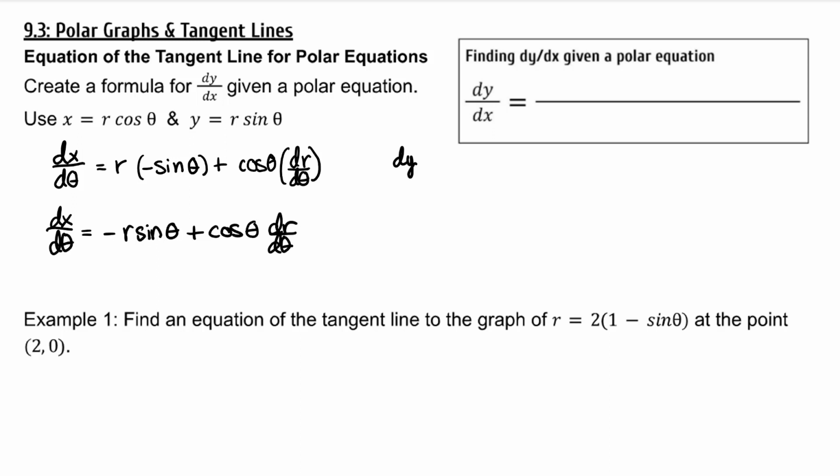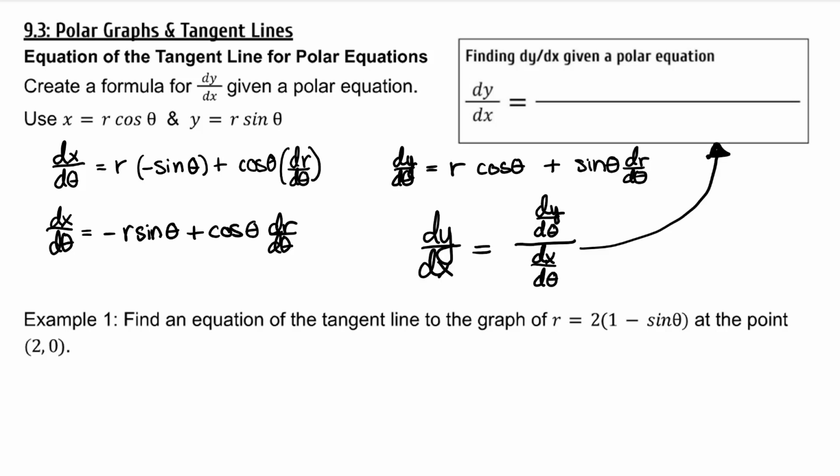Let's derive y with respect to theta. Just like our rule for parametric, dy over dx is equal to dy d theta over dx d theta. Therefore, dy dx is equal to r cosine theta plus sine theta dr d theta over negative r sine theta plus cosine theta dr d theta.